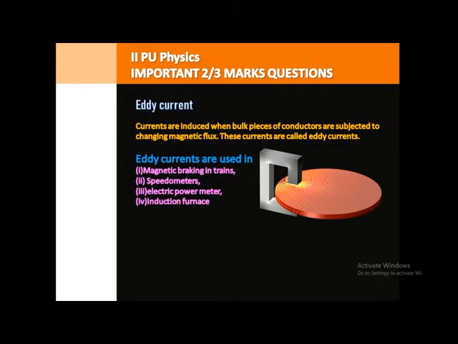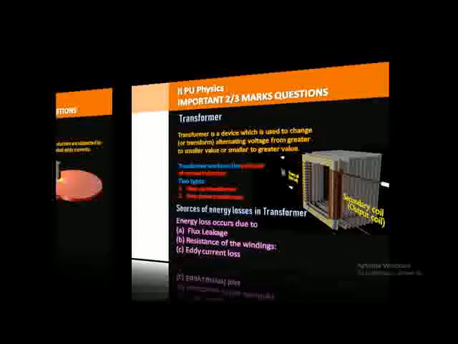Next, eddy current. What is eddy current? The currents which are induced when a bulk piece of conductor is subjected to a change in magnetic flux, these currents are called eddy currents. And its uses. It is used in magnetic braking of trains, speedometers, electric power meters, and induction furnace. They are the uses of eddy current.